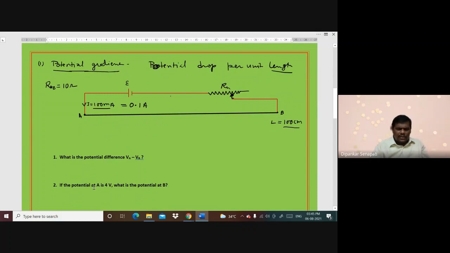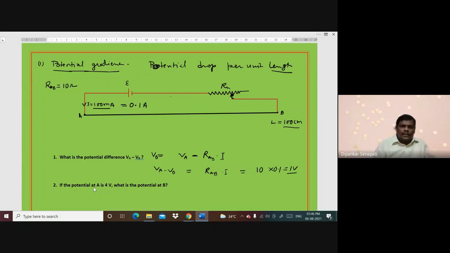Now, let us answer these three questions only. What is the potential difference VA minus VB? Let potential at A be equal to VA. Then, what is the drop of potential? Resistance of the wire AB into current in the wire AB, that is equal to VA minus VB. So VA minus VB is equal to RAB into I. And as per our consideration, this is equal to 10 ohm multiplied by 0.1 ampere. That comes to 1 volt.